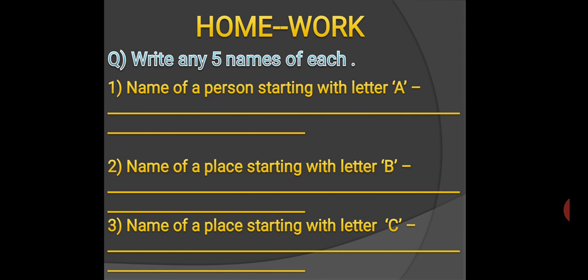Name of a place starting with letter B. For example, B for which place will be there? B for Bombay. B for Bijapur. I have given you 2 examples now. Others you have to write. Is that clear? Any 5 names you have to write of a place.